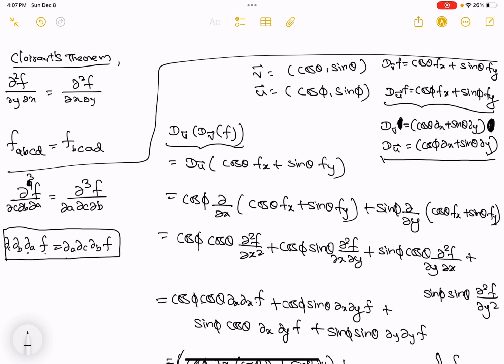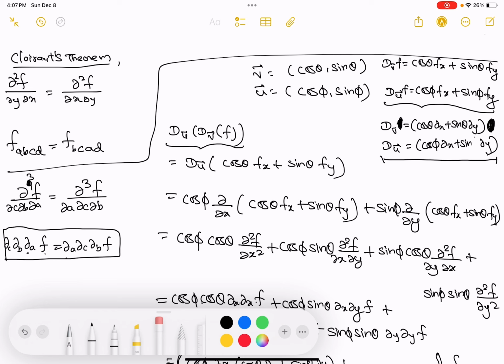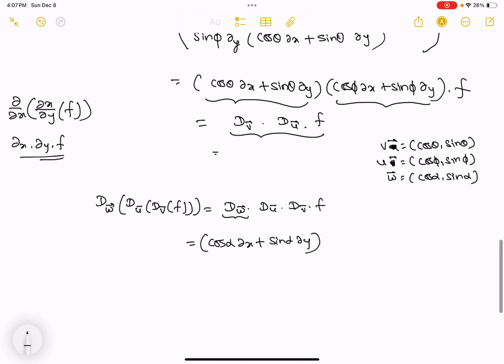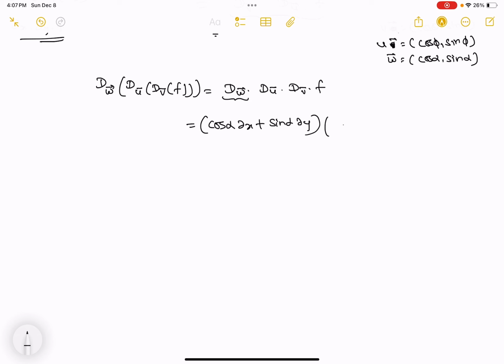D_u was just cos phi partial x plus sine phi partial y. Sorry, this is not theta, this is phi. I'm sorry for making these small mistakes. So now I can write it as cos alpha partial x plus sine alpha partial y, then cos theta partial x plus sine theta partial y. Oh, guys, this is not really partial x, this is partial sub x. These are operators. Then cos phi partial sub x plus sine phi partial sub y, and then just f.